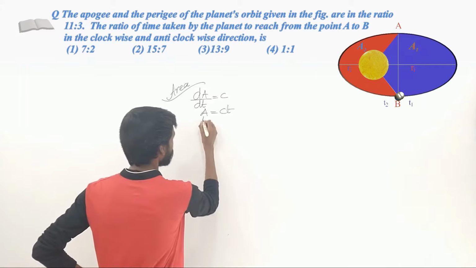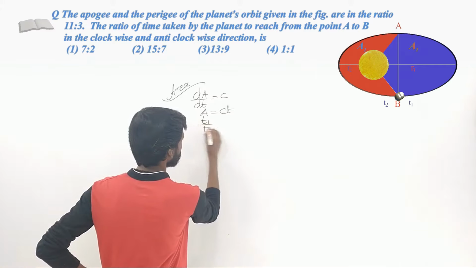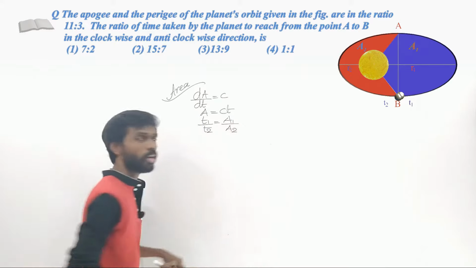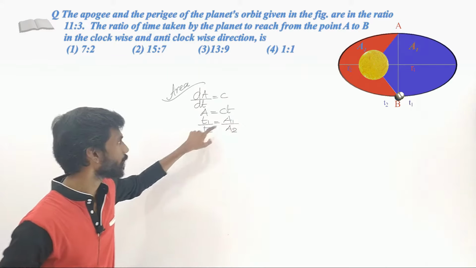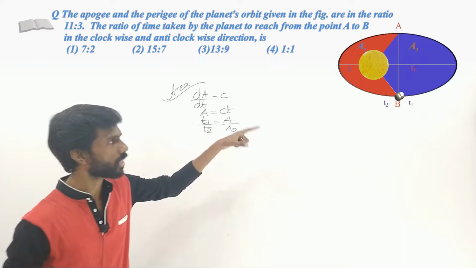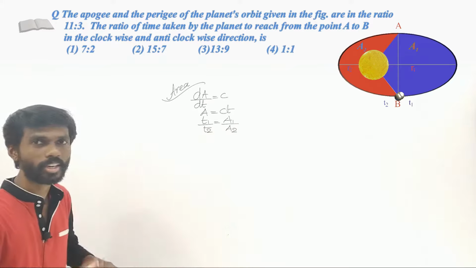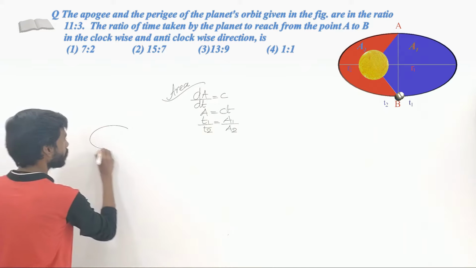So the ratio of the time taken in the two cases, T1 divided by T2, is equal to A1 divided by A2. So our required ratio of the time taken is the same as the ratio of the two areas marked in two different colors. Let us find that area. So more of a math question now. Let's find this area from the ellipse.